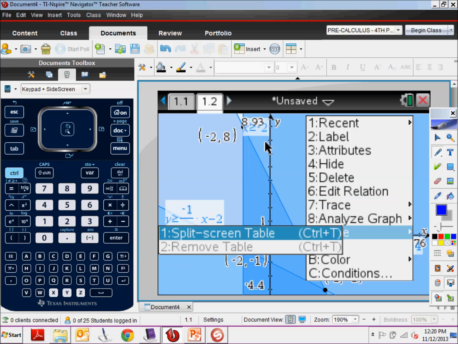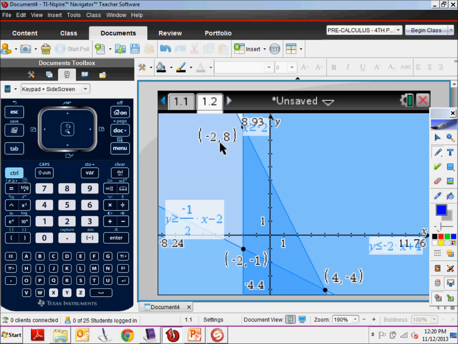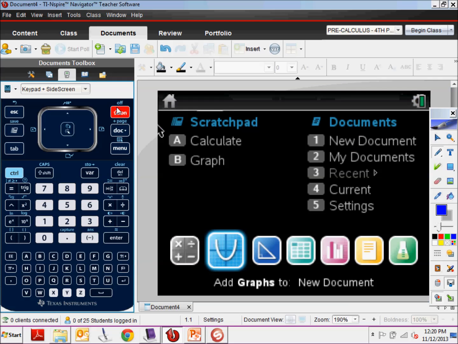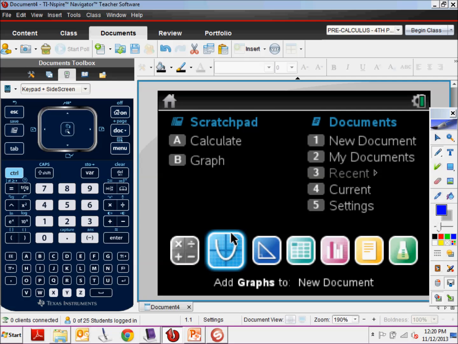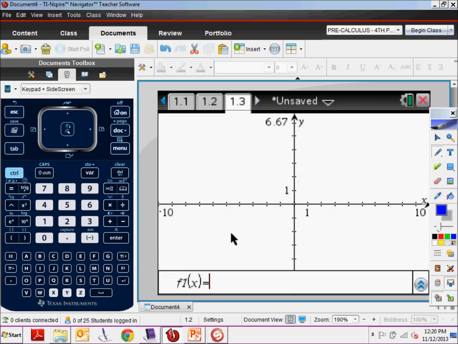Okay, so I'm going to do it again. And if you weren't paying full attention the first time, please pay attention now. I went to the home button. I needed a graph page that was empty. I pressed on the image that looked like a graph. Clicked it, and it opened up like so.